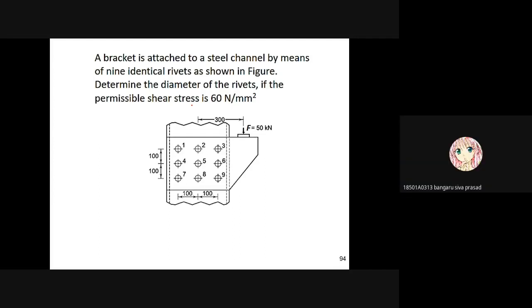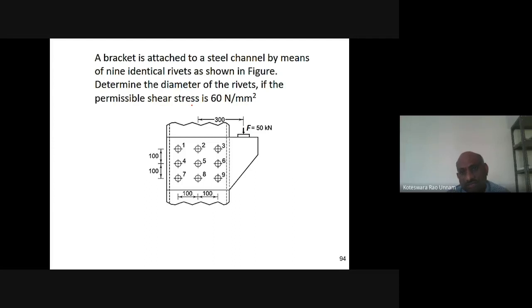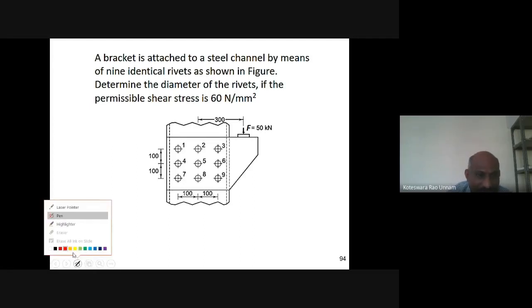Yes, sir. Okay, so now we'll discuss the solution. The first step is you need to identify the center of gravity of the rivet system. So you fix your origin somewhere, wherever you want. It's not an issue. You only need to take a rivet center as a reference. Let us say I'll take this one as my reference.